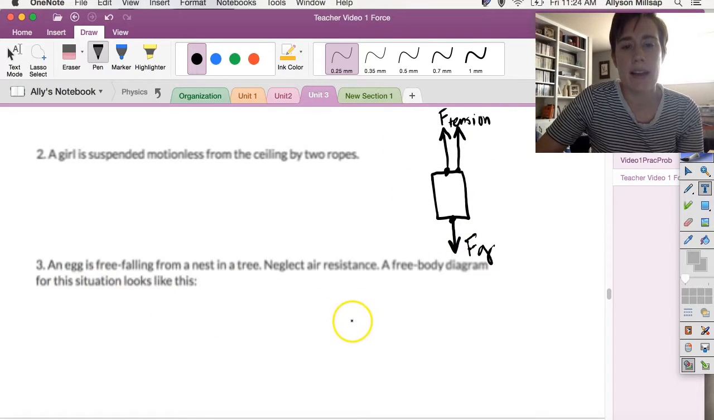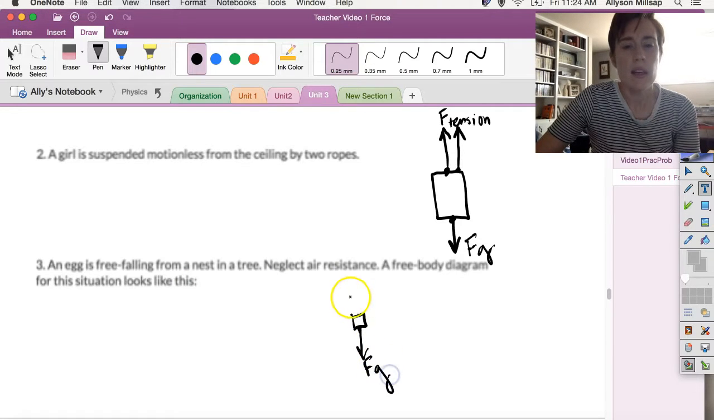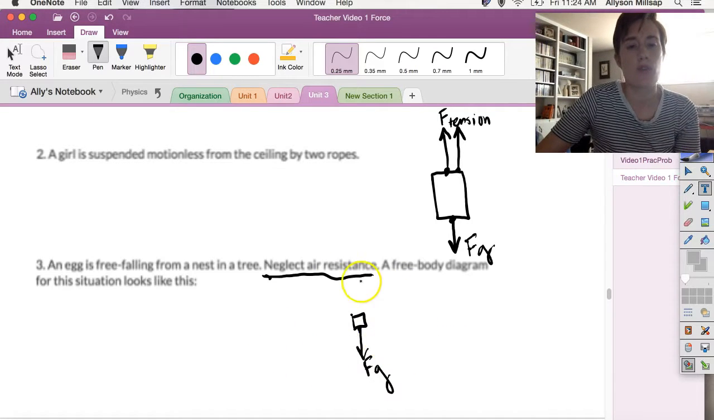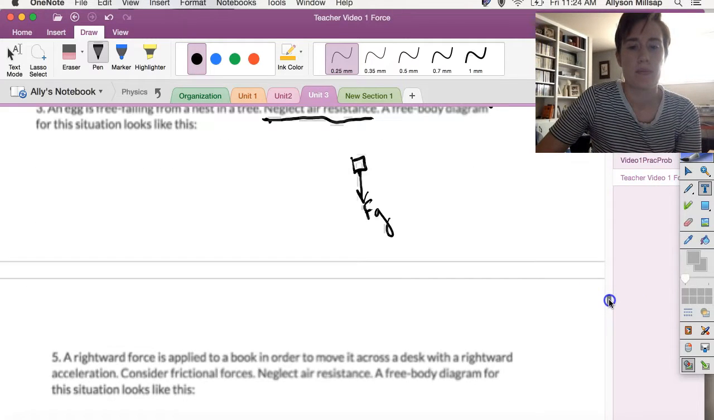Okay, here's the egg. It's falling from a tree. If it's falling, I know it's going downward due to gravity. If it's falling in the air, I would need to draw air resistance in the other direction, but here it says neglect air resistance, so don't worry about air resistance. Then these are the only forces at play. Okay, there's no friction because it's not on an object. There's no normal force because it's not resting on anything. And there's no tension or applied force.